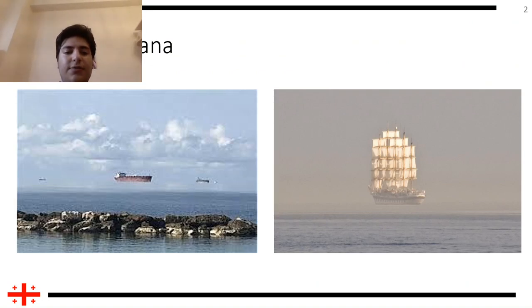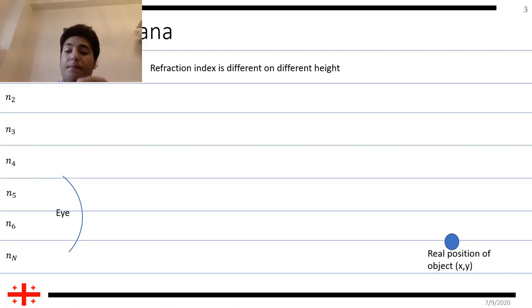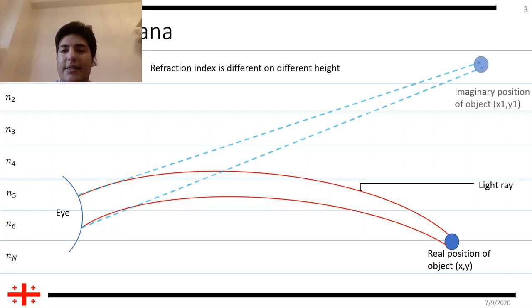Fata Morgana is a kind of mirage which we often see on the beaches and in the desert, because in these places there is a temperature gradient in the air, which causes a refraction index gradient too, because the refraction index depends on the temperature. So finally, the trajectory of the ray, which comes from some object to our eye, doesn't have a linear shape because of the refraction index gradient. Its shape is some kind of curve, and finally our eyes see this kind of imaginary position of the object, which is a little bit higher than the real position of it.